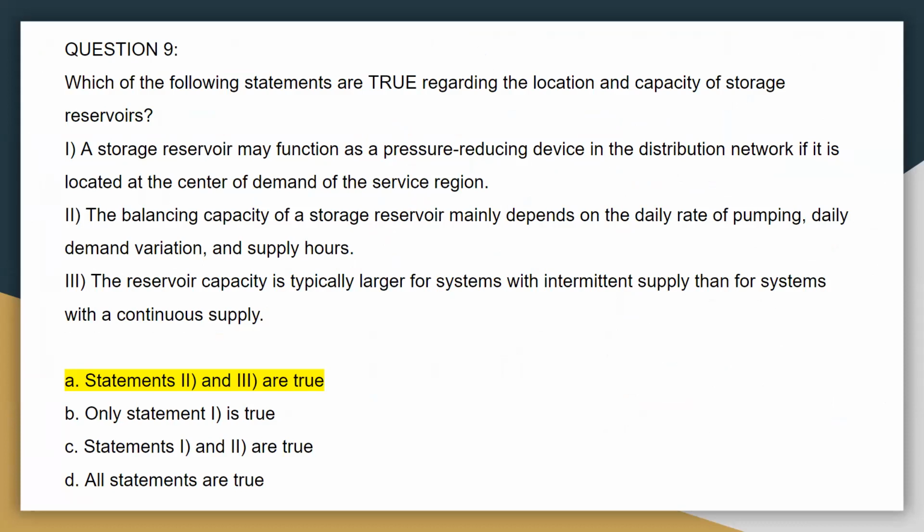For continuous supply, it is 25 to 35% of the water quantity that is being provided, and it has to be decided based on the rate of pumping, the pumping system that is being set. What are the variations in the daily demand, and also when the water is being supplied, what all hours the water is being supplied.